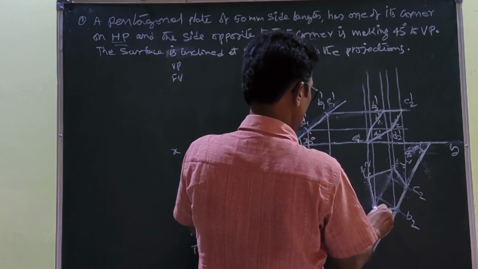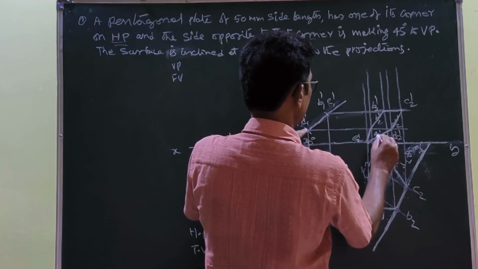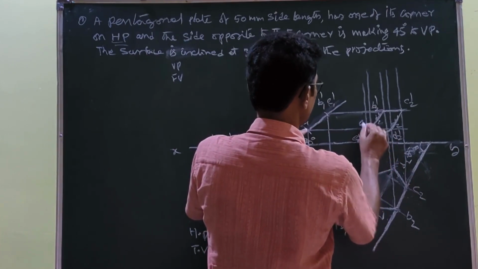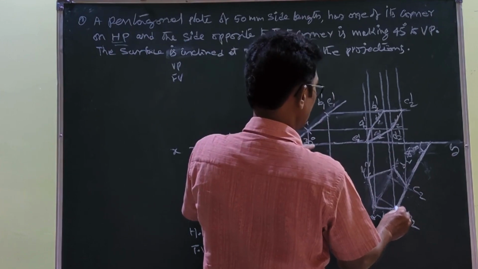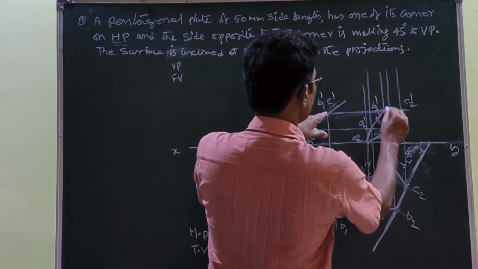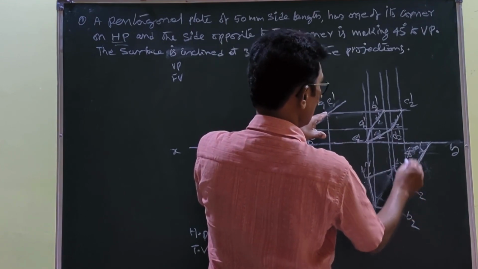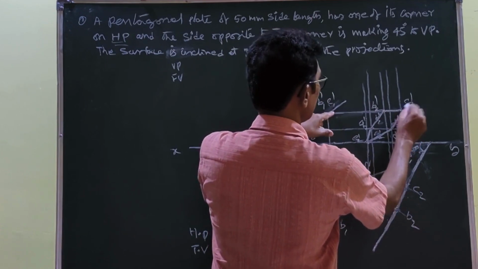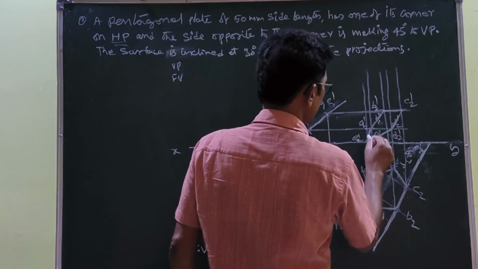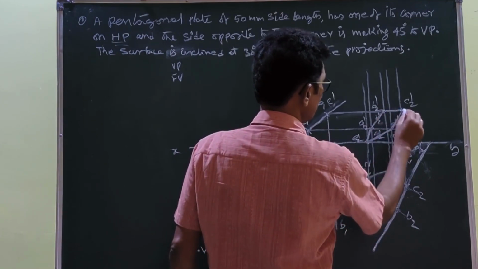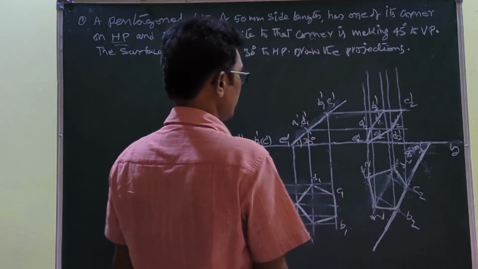Next, A2, A1 dash. They meet here. This is the A2 dash. Next, B2, B1 dash. They meet here. This is the B2 dash. C1, C2, C1 dash, they meet here, the C2 dash. Once you locate those points, you simply join A to B, B to C, C to D, D to E, E to A. This is the front view.